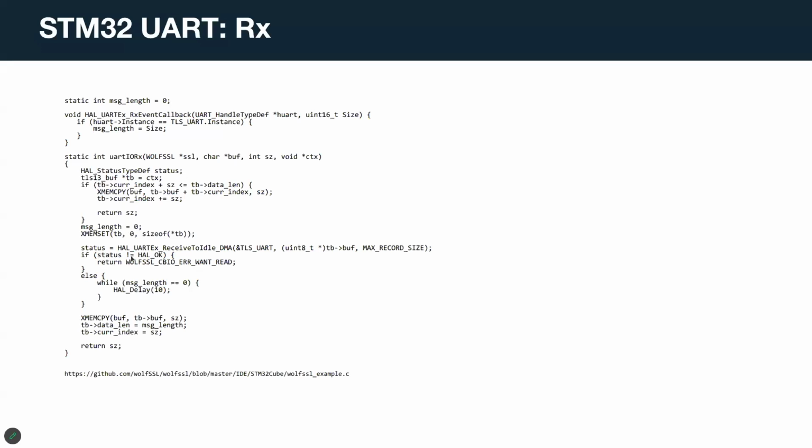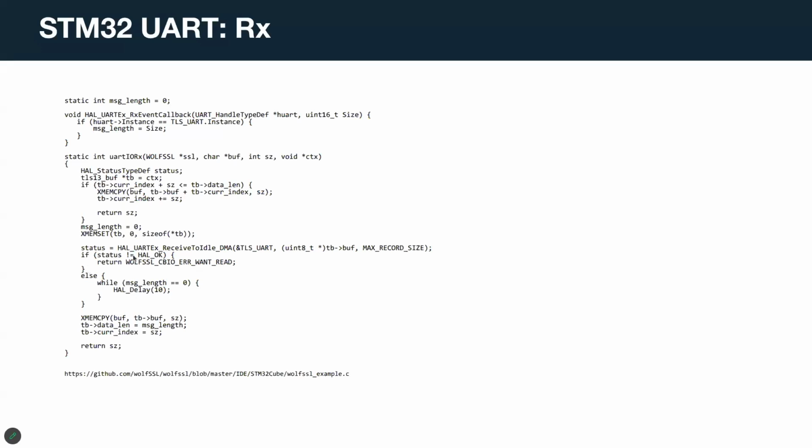If the status is not HAL okay, then we go into a loop where we wait for message length to not be 0. Once message length, oh, sorry, if status is not okay, then we're going to return that there was a problem here. That's what this message says. And what that message says, WOLFSSL_CBIO_ERR_WANT_READ, is to tell the system, hey, try again. Try and call this callback again.